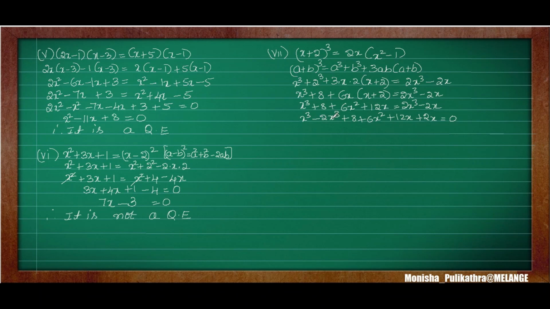So here x³ minus 2x³ is −x³, plus 6x². The second degree is only one term here, so just write 6x² as it is. Next, 12x plus 2x is 14x. The constant term is only 8, is equal to 0. Here the highest degree is 3 and it is not in the form of a quadratic equation. Therefore, it is not a QE.